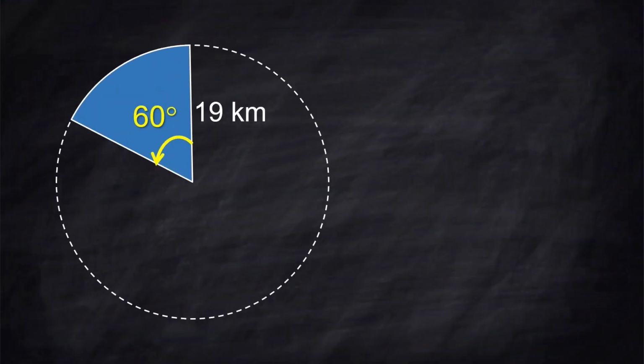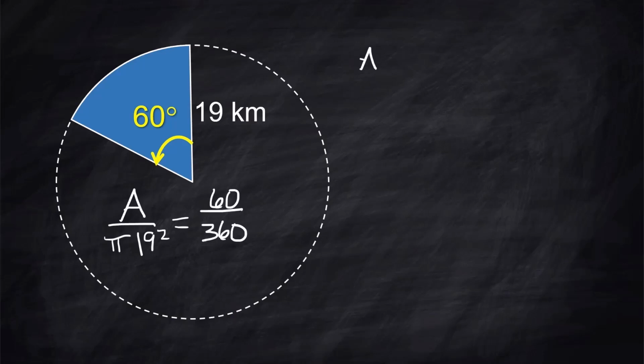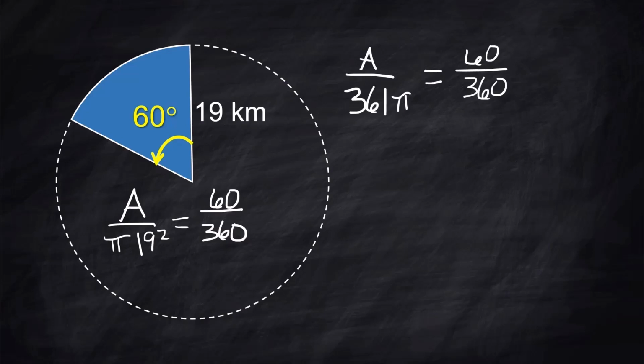Let's do it again. This time the sector has a central angle of 60 degrees and the radius of the circle is 19 kilometers. So we set up the same way. Area of the sector over pi times 19 squared equals 60 over 360. That's going to be area of the sector over 361 pi, because 19 squared is 361, equals 60 over 360. 60 over 360 is going to reduce to 1 over 6. That just makes the math a little bit simpler.